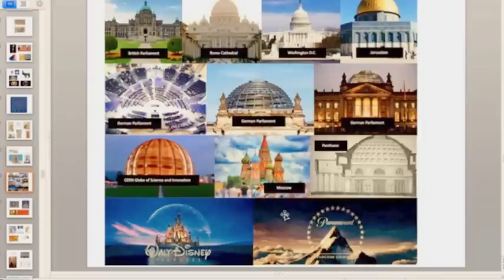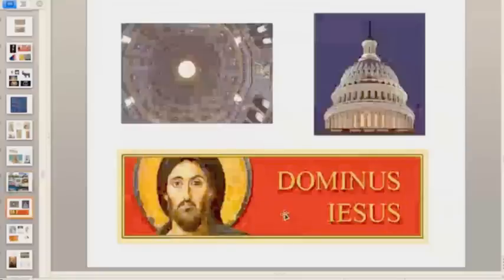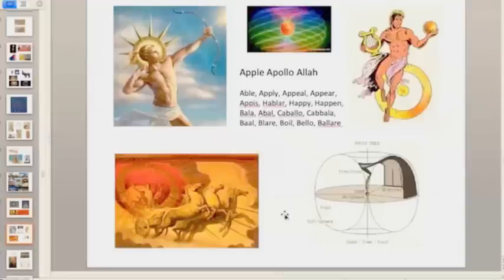See the dome? It's the torus field. Dominus, the Lord, is the dome. Allah. All these words are the same word. Kabbalah, horse, happy. See? Happy comes from Apollo. To happen, because these balls make things happen. They make things appealing. They make things appear in physical manifestation. They apply. They are able. These are all words from the bull, the hyperboloid in the center, the tree of life in the center of the Garden of Eden.